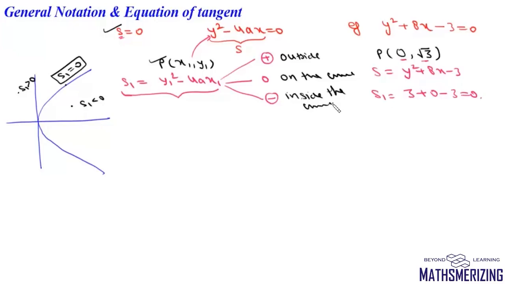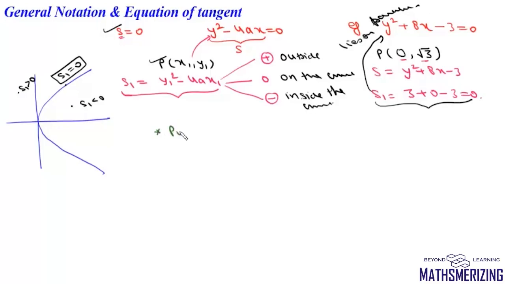So there could be questions on position of a point with respect to any curve. It could be circle, ellipse, parabola, or hyperbola. Now in this case, this S1, it's 0. So that means this point satisfies this equation. So this point lies on the given parabola.